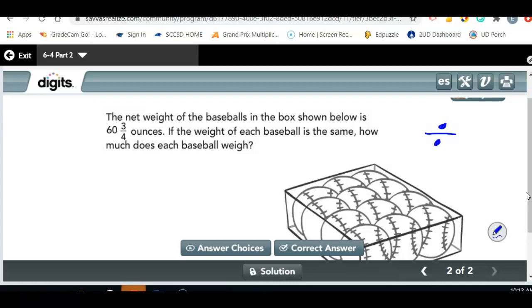Does order matter when we divide? Yes. Order matters when we divide. So it's really important that we put the numbers in the correct order. What number is going to go first in this situation? Jackson. Good. 60 3/4 is going to go first. It is the total weight of all of the baseballs. It is our total. It's going to come first.